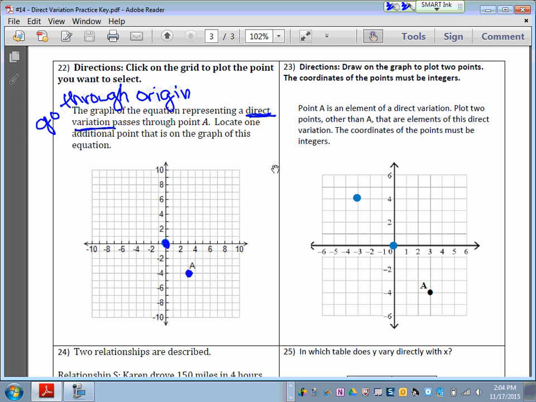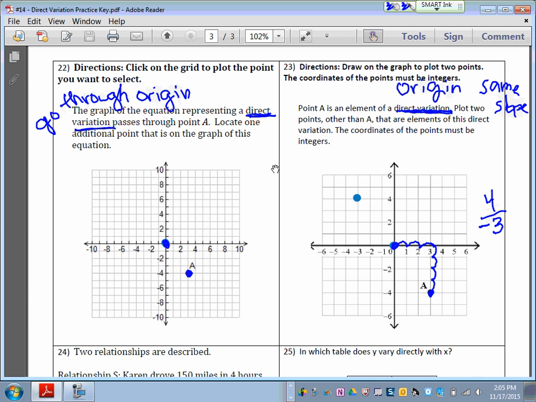Alright, number 23 then. Same idea. They told us it's a direct variation, so it must go through the origin, and it has the same slope all the way throughout. So if this is the point they gave me, it must go through the origin, so that's my other point. To find a second point on the line, let's look at my slope. I went up 1, 2, 3, 4, and to the left 1, 2, 3. We went to the left, so that's negative. So my slope is negative 4/3.